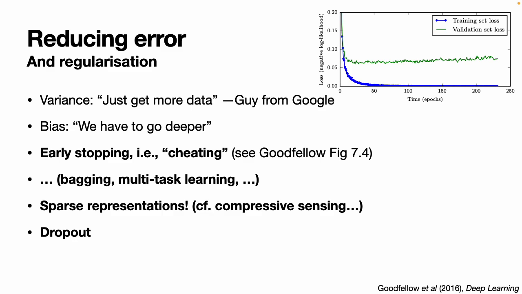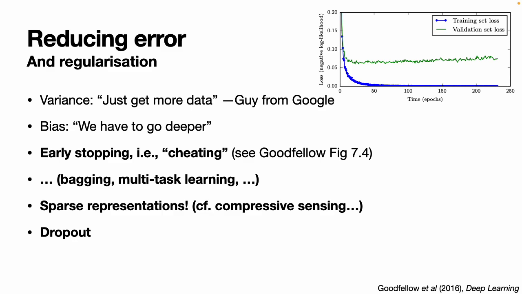So the first one that the machine learner calls early stopping. And early stopping is really cheating, because the idea is that you have some training set and some validation set. So you split your data into training and test, you train your model and you check the accuracy on the validation set.